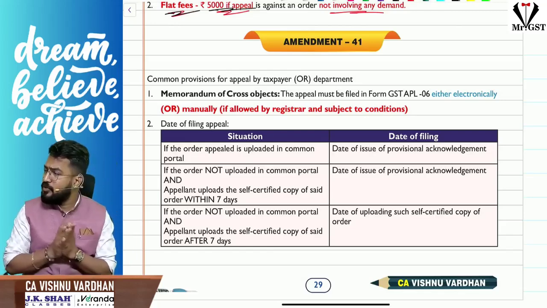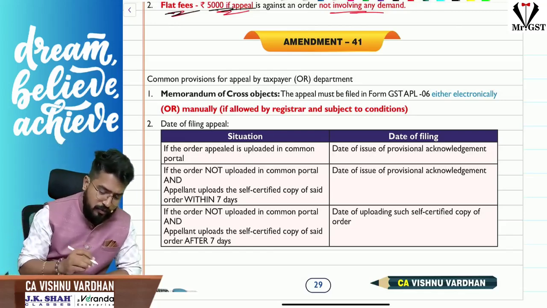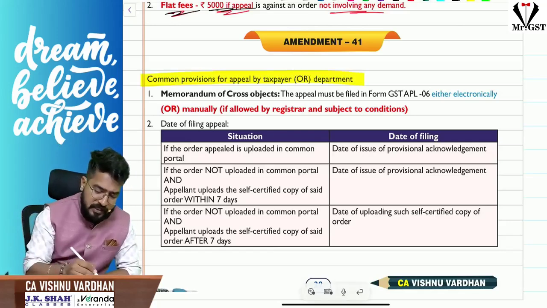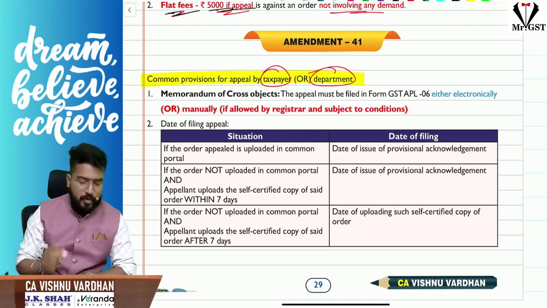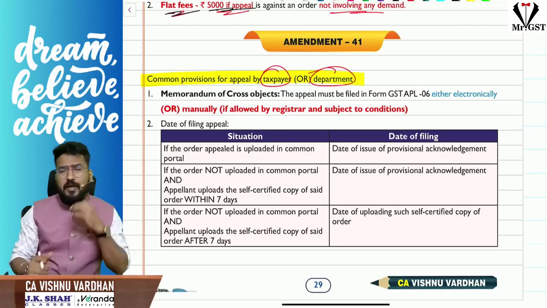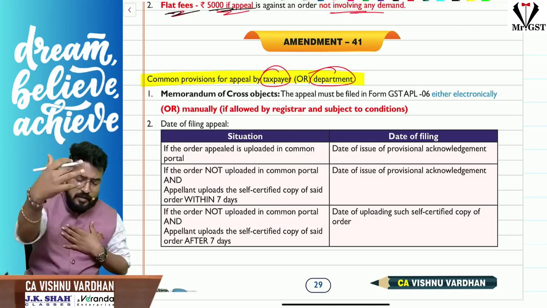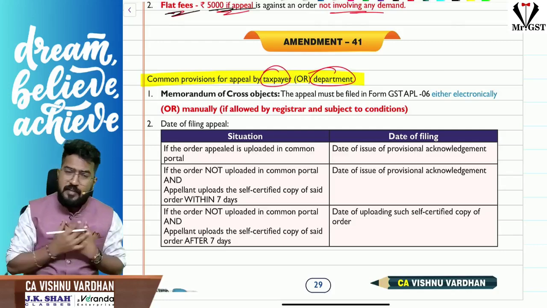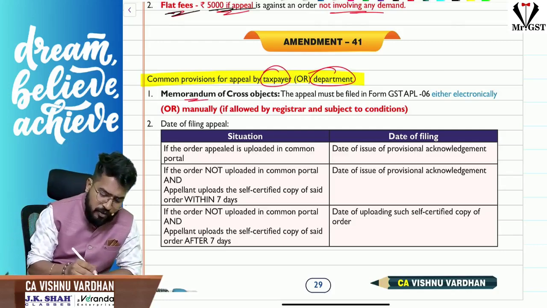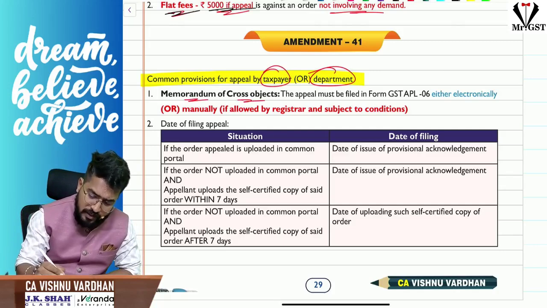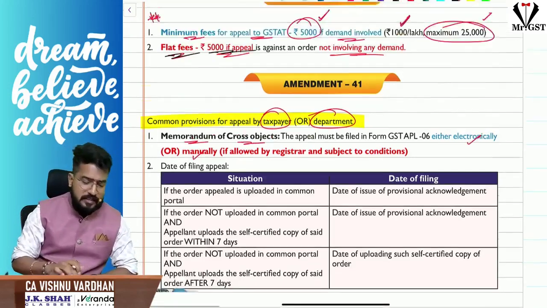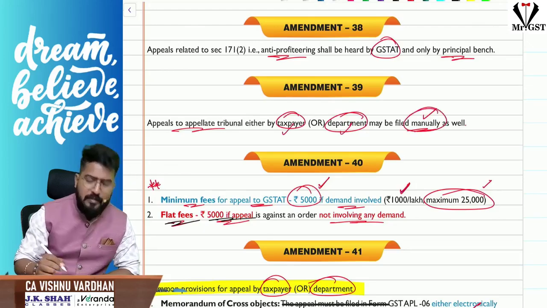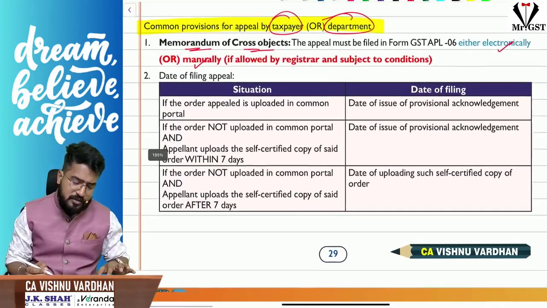So with respect to this amendment, see here what we are going to see now. We are going to see the common provisions for appeal, whether the appeal is by the taxpayer or by the department. Generally when appeal is filed, if the taxpayer is filing the appeal, the department has to file the cross objections, and if the department is filing the appeal, the taxpayer has to file the cross objections. So this memorandum of cross objections can also be filed electronically or manually, just like how we have discussed here. Now the appeal to the appellate tribunal can be filed by the taxpayer or department even manually. The same way memorandum of cross objections also can be filed manually.